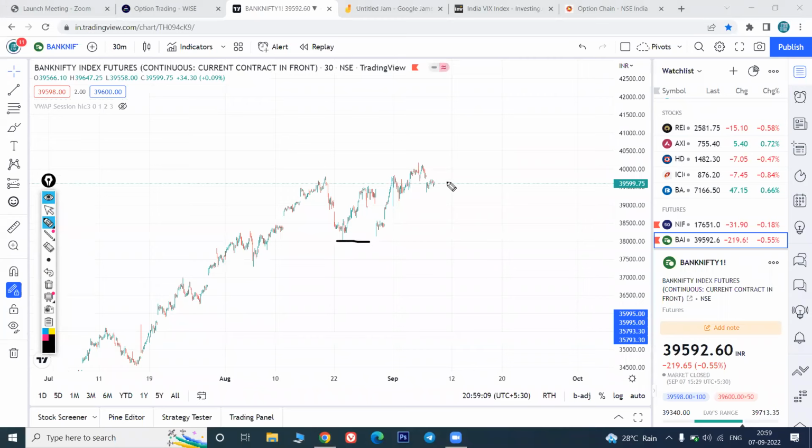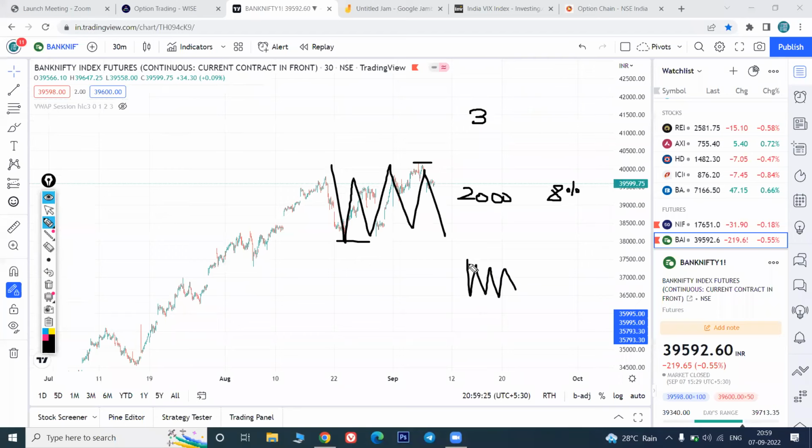Here from this slope till this point, how many points? 2,000 points, right? 2,000 points, matlab probably 7 to 8%. This is called a wide range. This is stage 3. What does stage 2 mean?